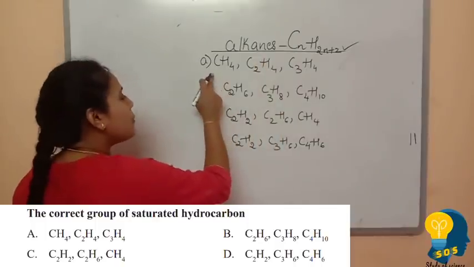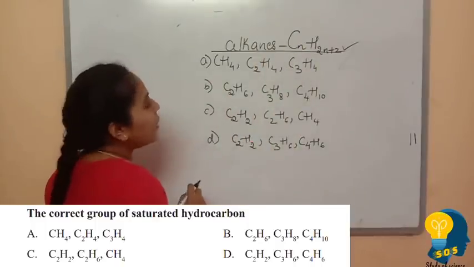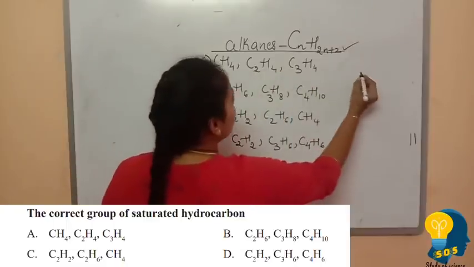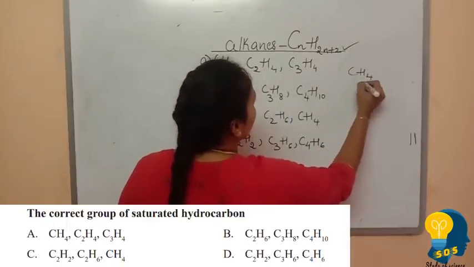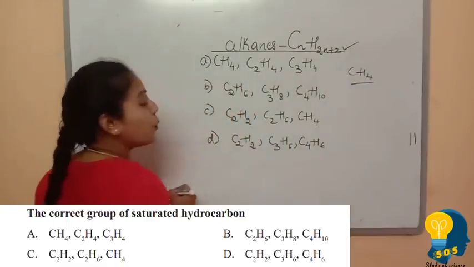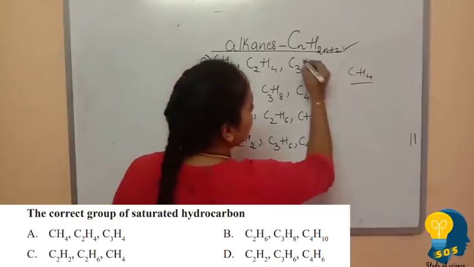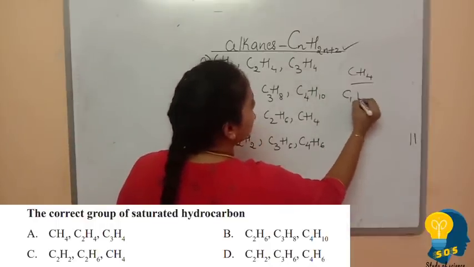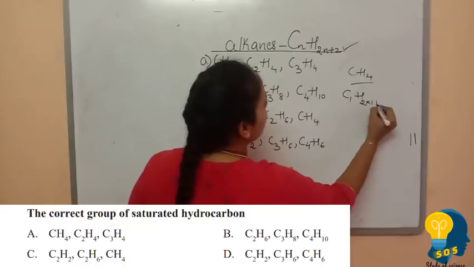So let us substitute the first option into the given general formula. The formula is CH4, right? So we have to get the same answer when we substitute C equals 1. So when I substitute C equals 1, we get C1 H(2 into 1 plus 2).